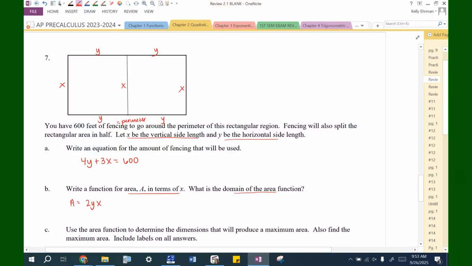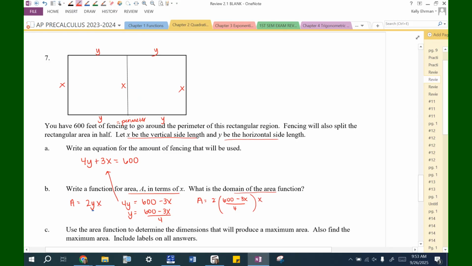We're supposed to write a function in terms of x. That means that we need to get rid of this y right here. So we need to solve our perimeter equation for y. So subtract 3x, divide by 4. And that's going into the area equation. So area is now equal to 2 times (600 minus 3x) over 4, times x.